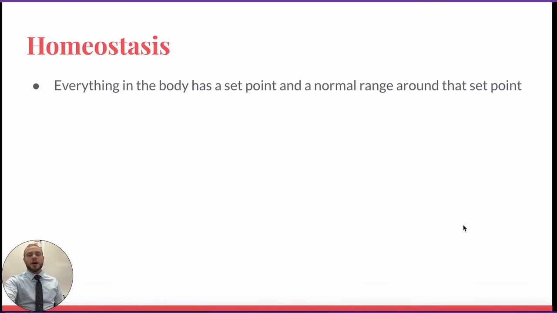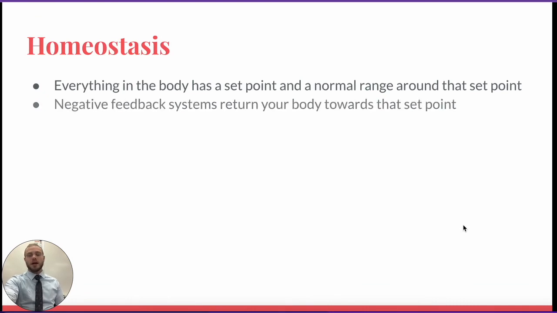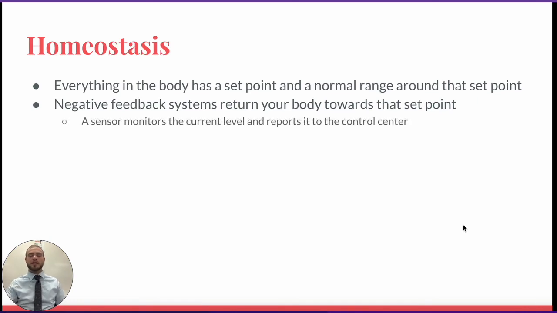Another thing we'll talk about is homeostasis. We talked about this a lot in biology. Everybody has a set point or a normal range that you need to stay at. So like we said, with that range of temperatures, your body needs to stay around 37 degrees Celsius. A negative feedback system is going to be responsible for returning your body back towards that set point. So if you get too hot or you get too cold, you have a negative feedback system that's going to return you back to that 37 degrees Celsius.